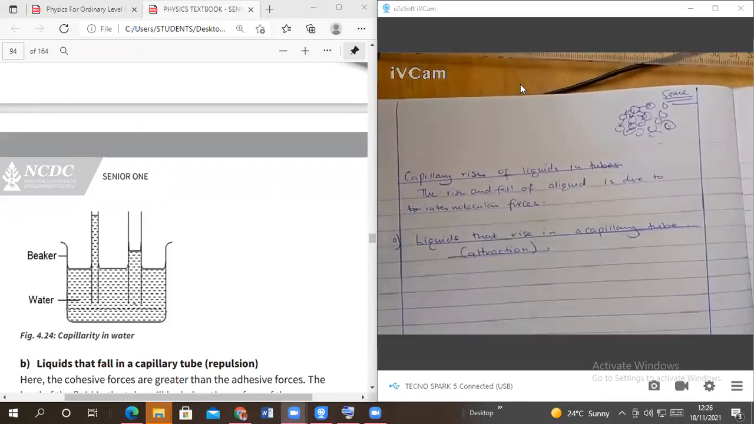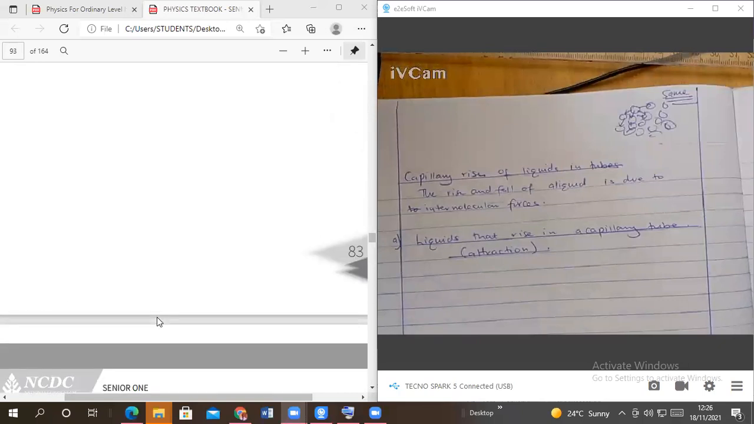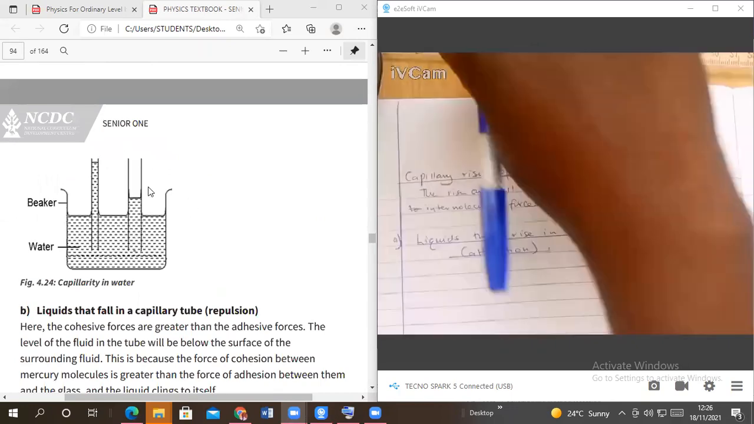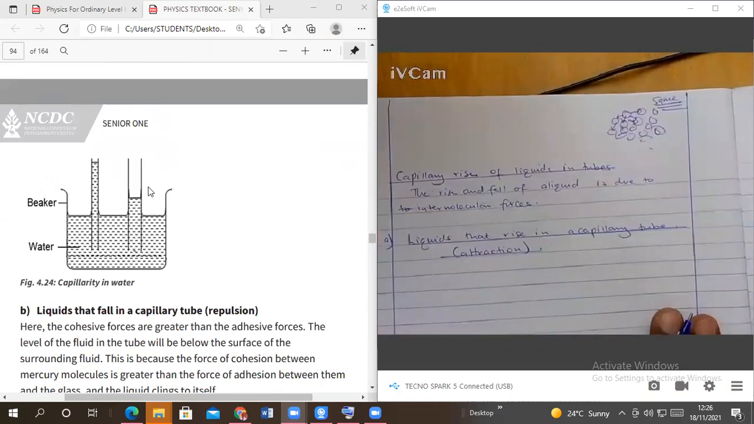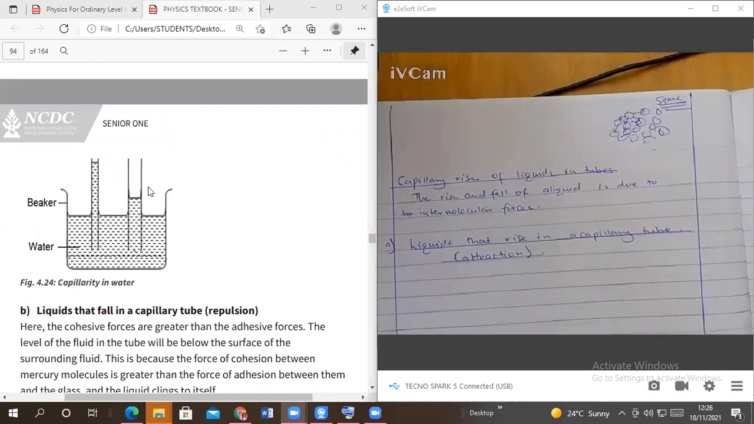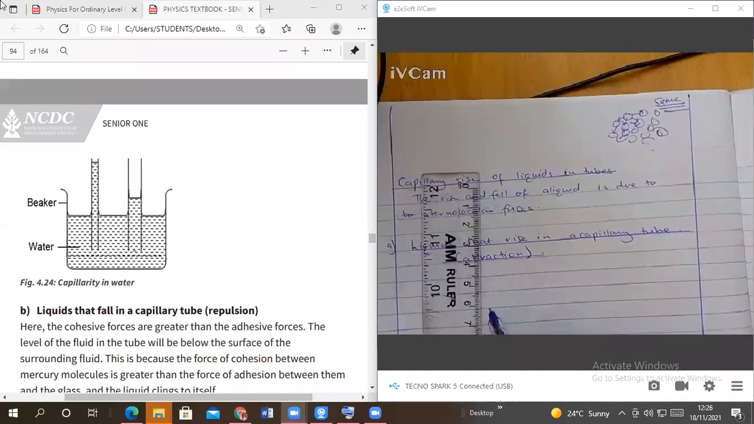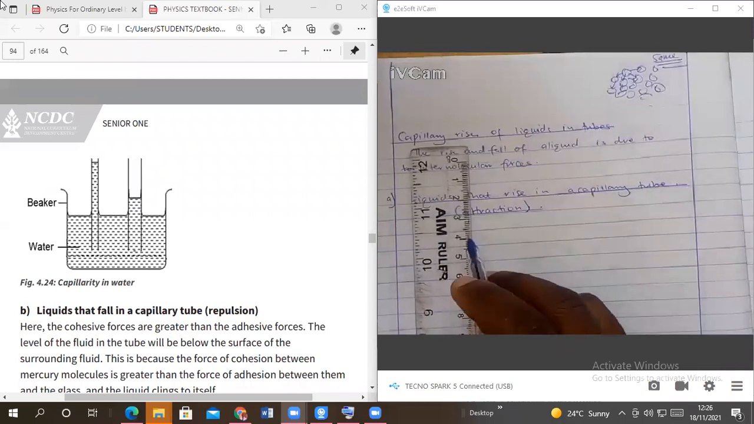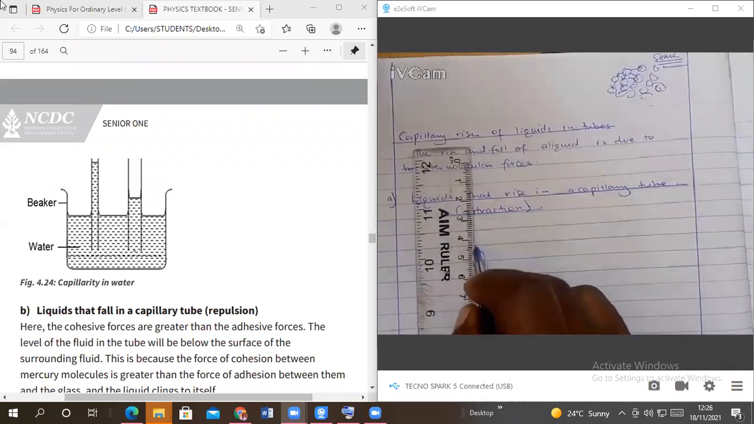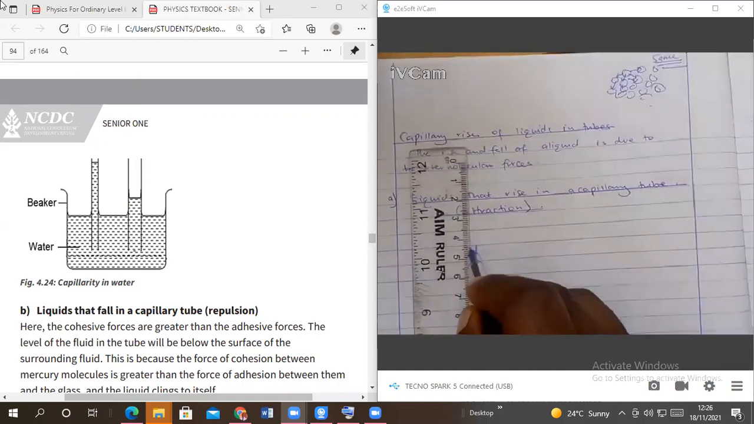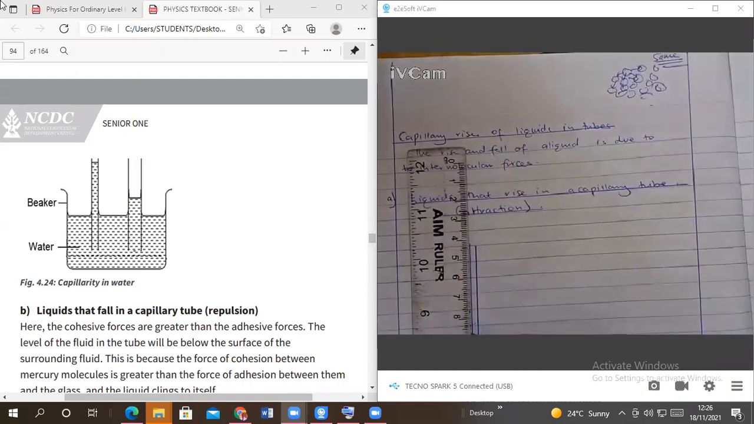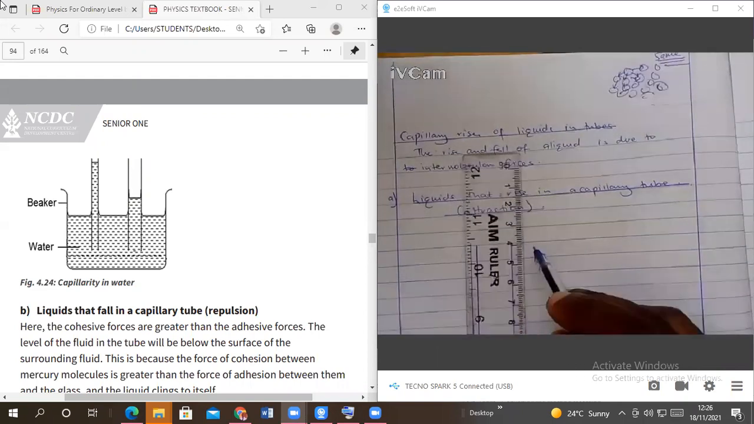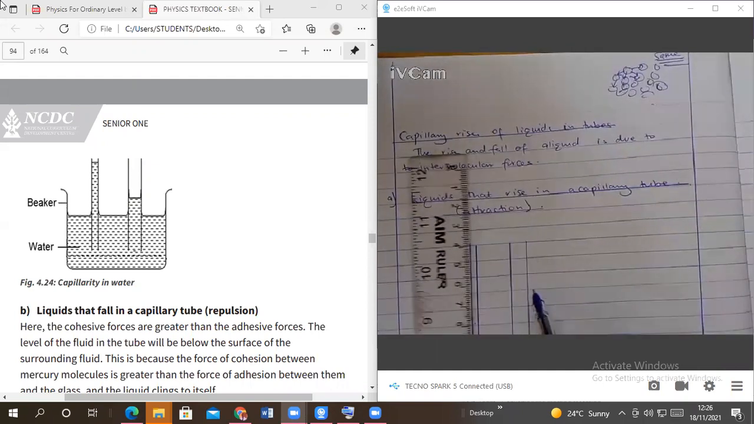All right, so the first thing that we are going to do is draw this diagram. It's quite different from the other experiment you have just seen, but I'm going to show you the reasons why. And the reason why we have a smaller capillary tube and a bigger capillary tube.